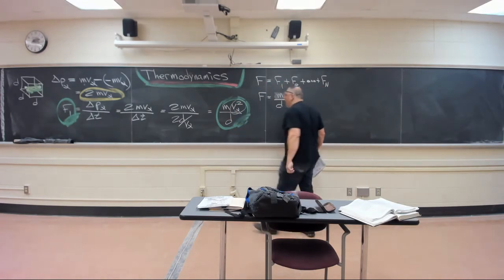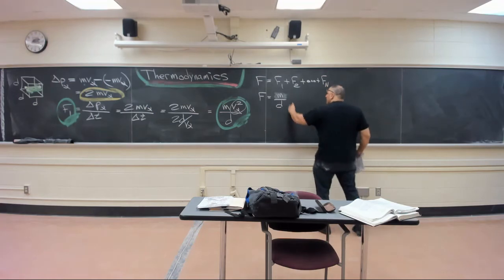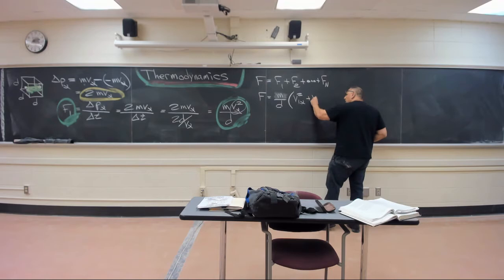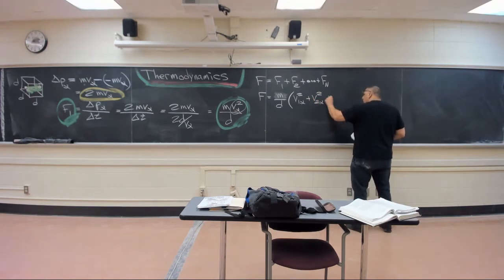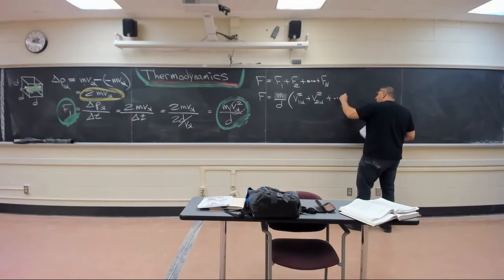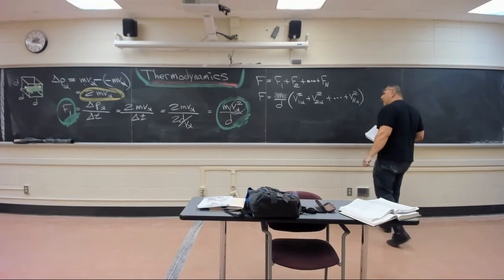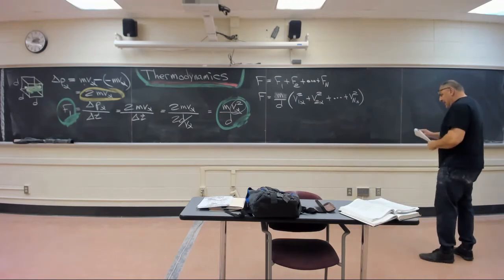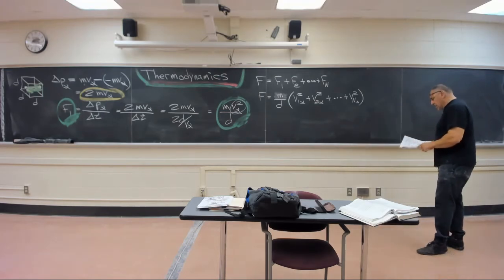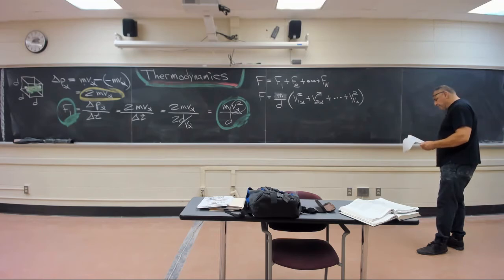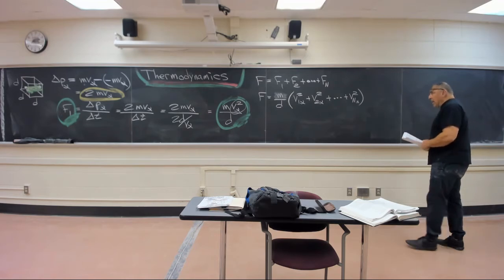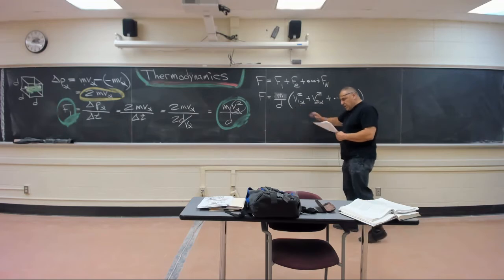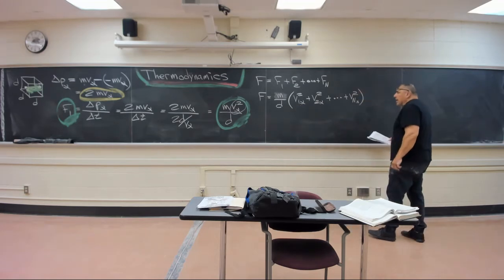These guys right here might be an issue. Let's put V1x squared, V2x squared, plus ... V sub n x squared. I wrote it a little differently in my notes, but nothing major. This is for one molecule. And this is for many. A huge number of molecules.